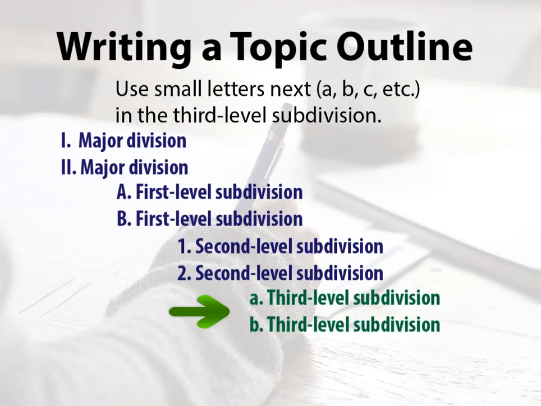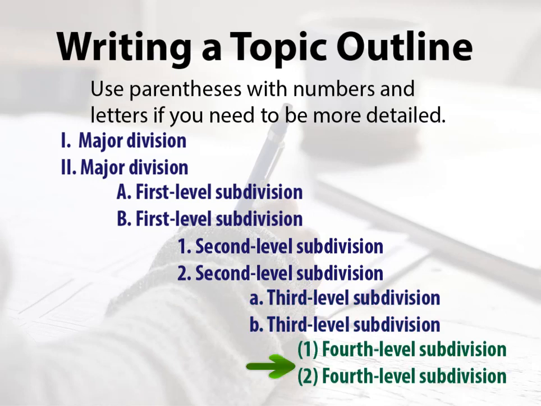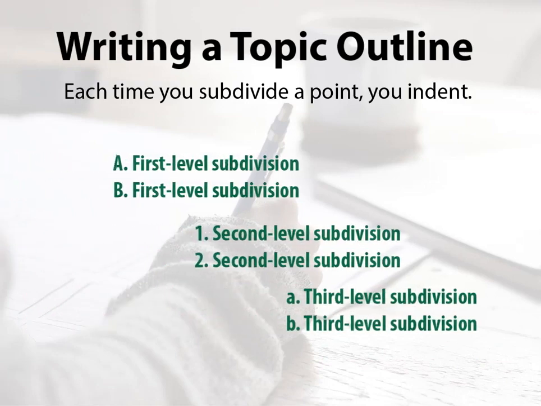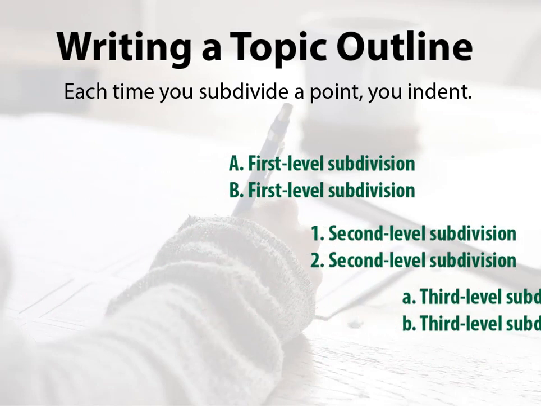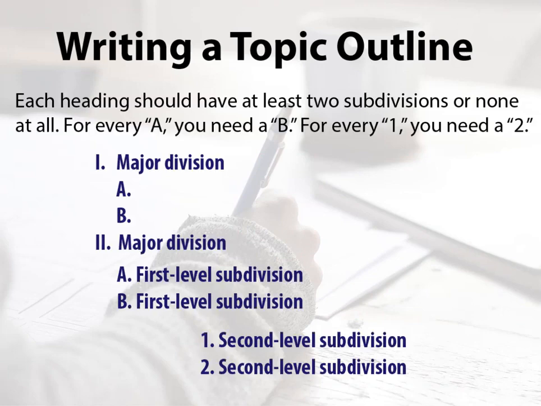Use small letters next in the third level subdivision. Use parentheses with numbers and letters if you need to be more detailed. Each time you subdivide a point, you indent. Each heading should have at least 2 subdivisions or none at all. For every A, you need a B. For every 1, you need a 2.